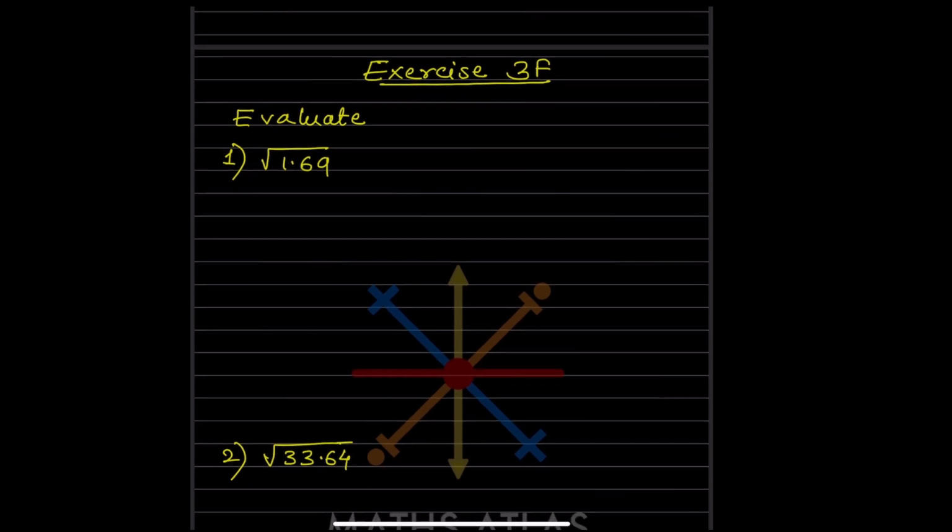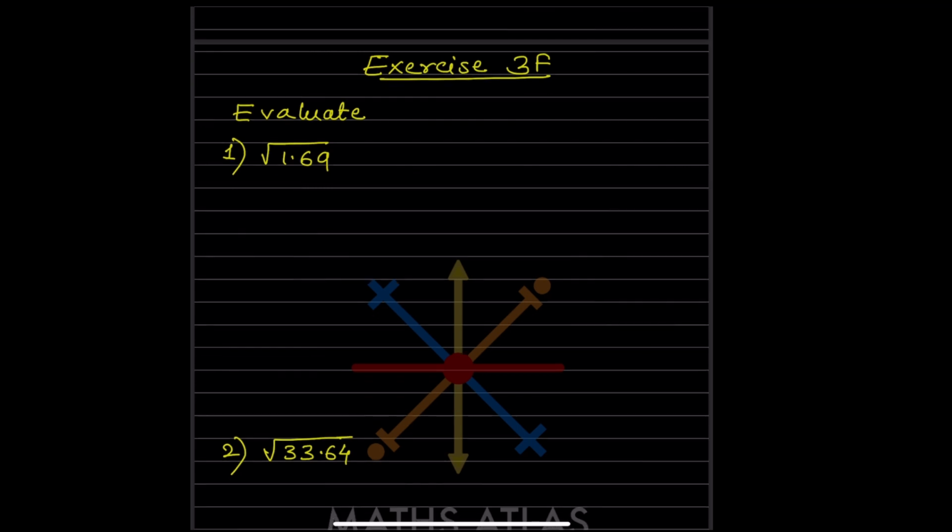Here they have said evaluate, and the root sign is given. Before it was just a normal number, and here the decimal is given. The method is going to be the same. So now what will you write here? We will do it with the help of long division.